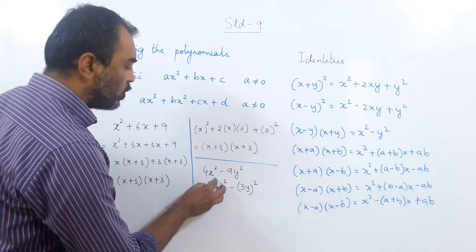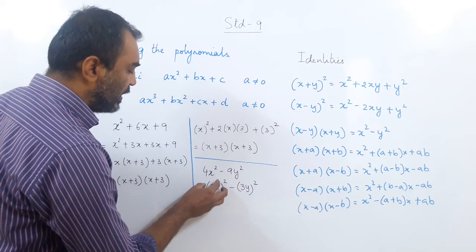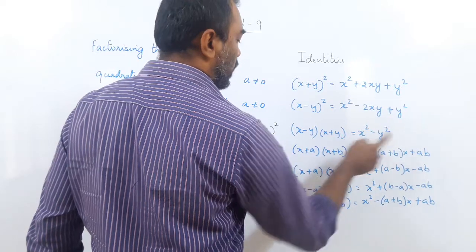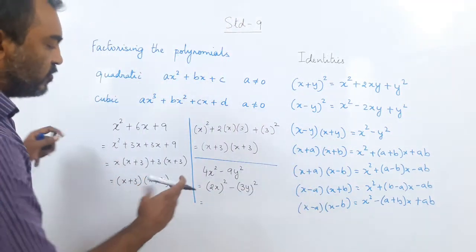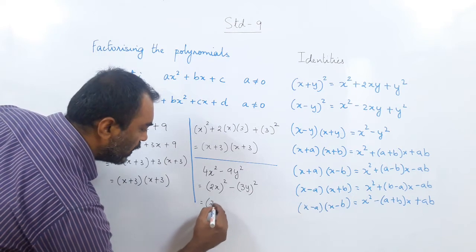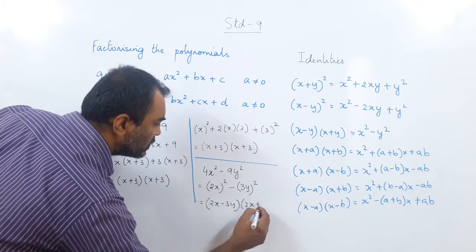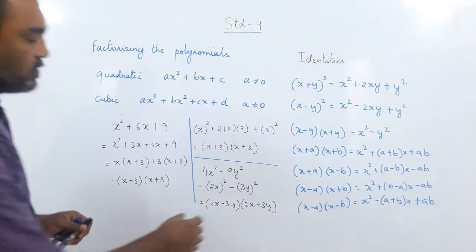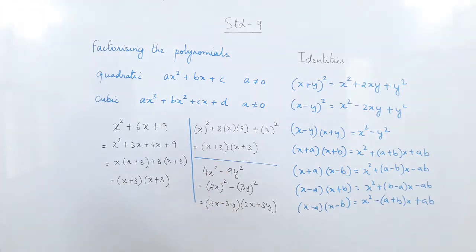So 2x, let me call it s, and 3y, let me call this t. So s square minus t square is s minus t into s plus t. So the sum will become now 2x minus 3y into 2x plus 3y. So these are the two factors of 4x square minus 9y square.